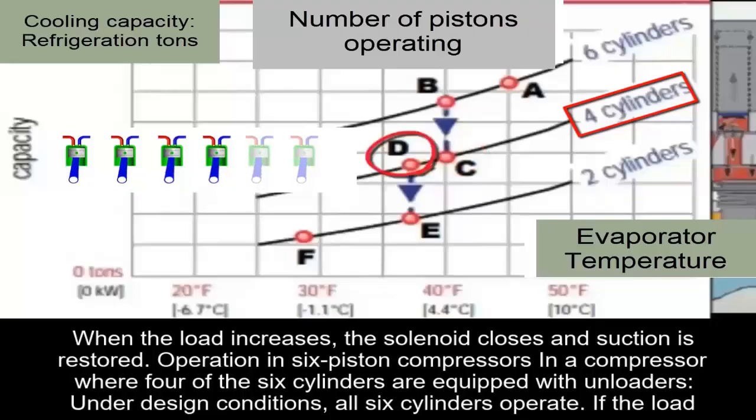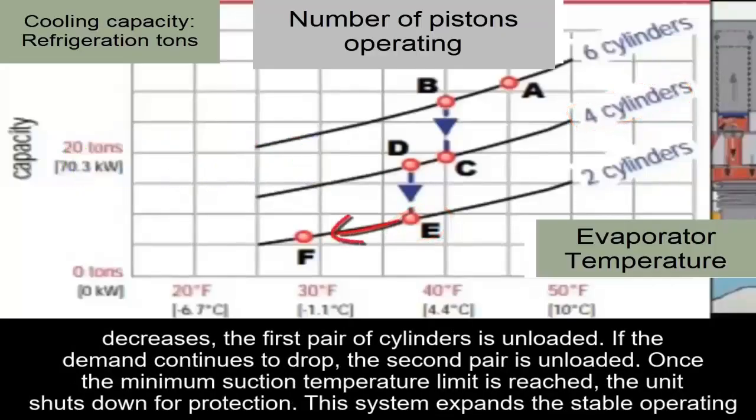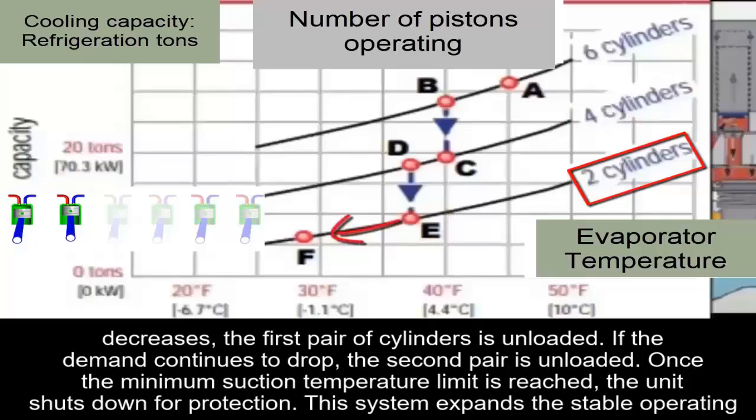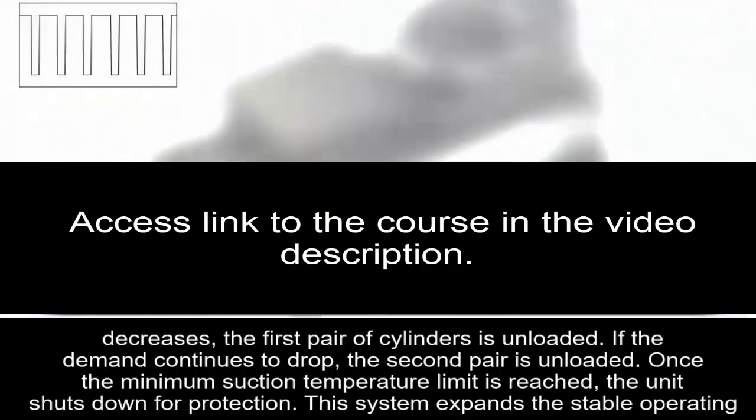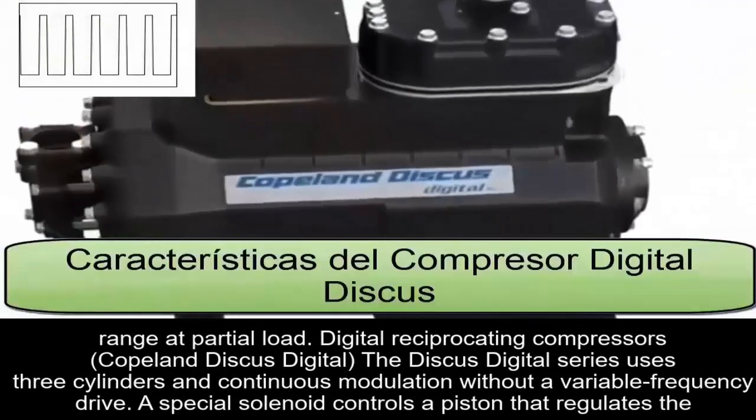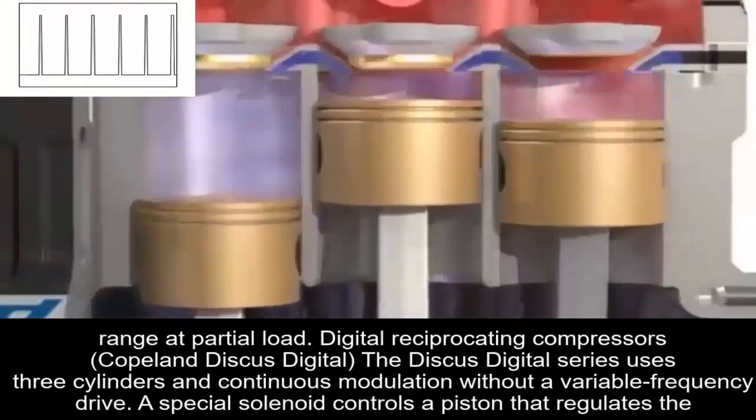Operation in 6 piston compressors. In a compressor where 4 of the 6 cylinders are equipped with unloaders, under design conditions, all 6 cylinders operate. If the load decreases, the first pair of cylinders is unloaded. If the demand continues to drop, the second pair is unloaded. Once the minimum suction temperature limit is reached, the unit shuts down for protection. This system expands the stable operating range at partial load.